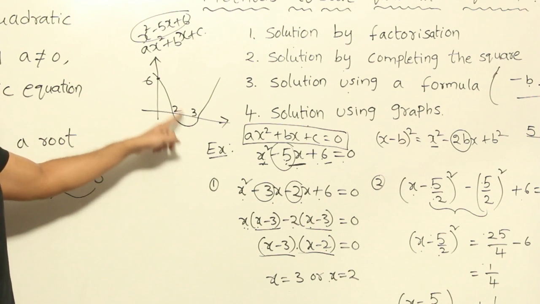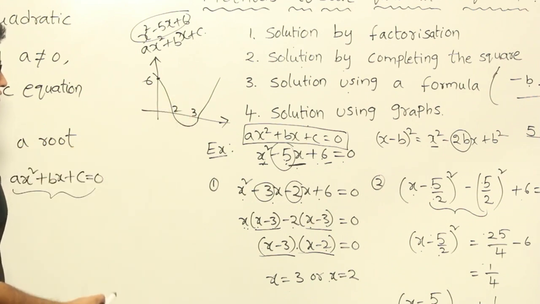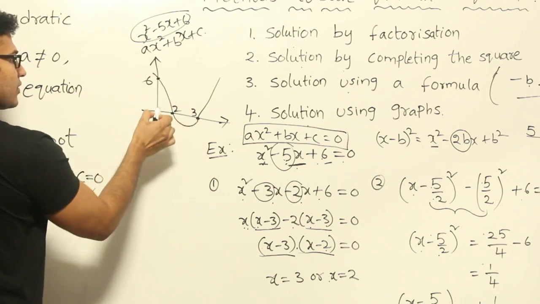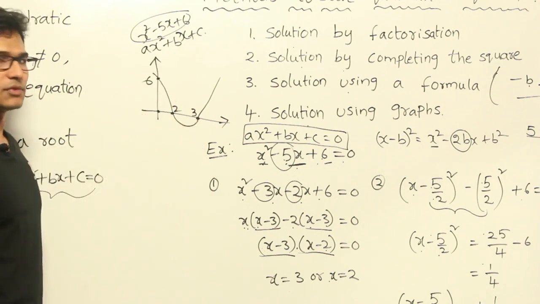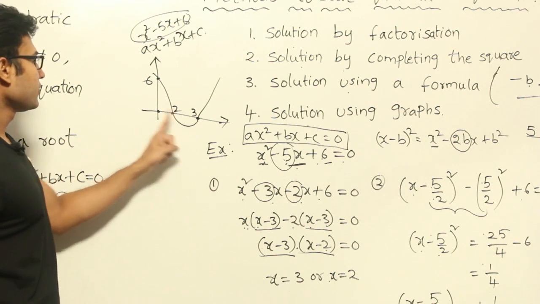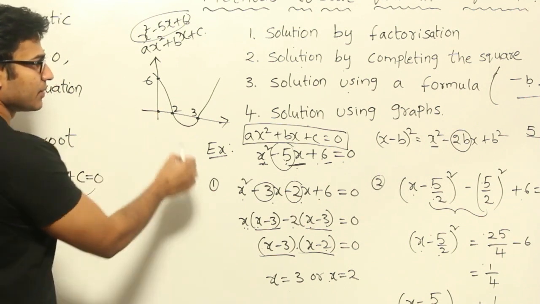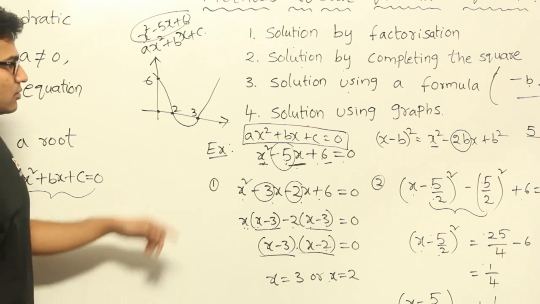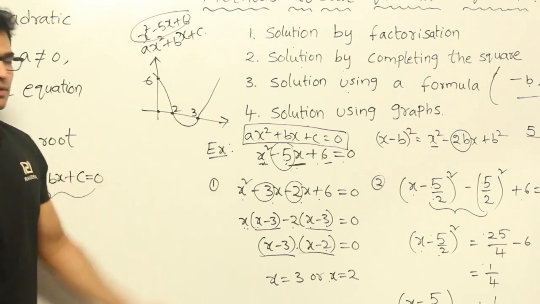So therefore by plotting the graph also you can find out for what values of x this equation is becoming 0, right? For the value of 2 and 3, the equation has become 0. So this is the method using graphs. Now we shall see with some more examples, and we shall try to solve those examples using these methods. You will understand it better.